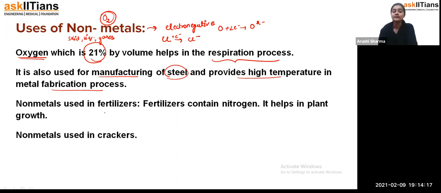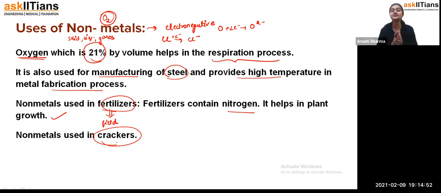Okay. Now, non-metals are used in fertilizers. Fertilizers are used by farmers in the fields so that the fertility of the soil increases. Fertilizers contain nitrogen, which helps in plant growth. So there is so much usage of non-metals in farming as well, as fertilizers. Non-metals are also used in crackers, like the ones we burn on Diwali. Non-metals are used in the formation of crackers as well.